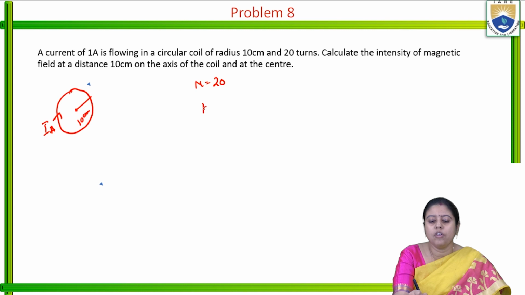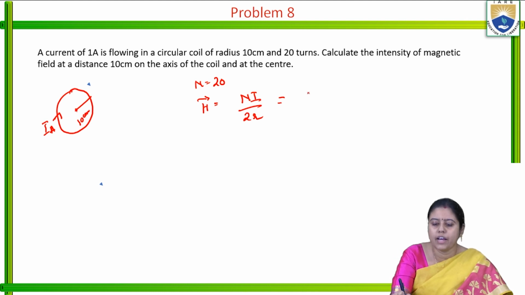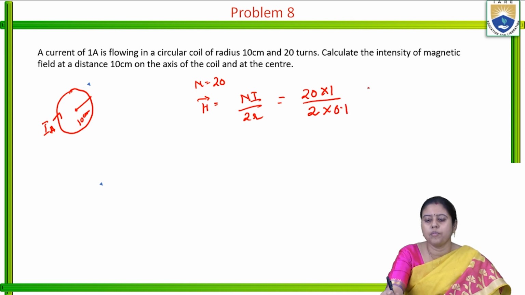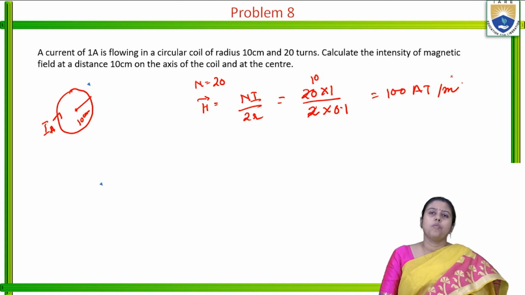So what is the value of H? H is equal to Ni by 2R. The number of turns is 20, the current is 1, into 2 into radius. The radius is 10 centimeters, which means 0.1 meter. So we get the value as 100 ampere turn per meter. So this is the first part. What is the next part?